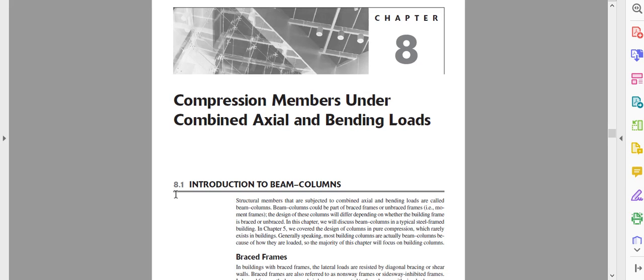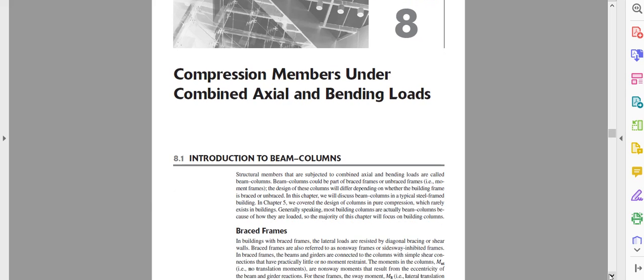Today we will start chapter 8, which is columns with both axial load and bending. In chapter 5 we did columns, but that time we had only axial load, no bending. This time we will have bending. Now if you read the first few pages of your book, you will learn how moment may come inside a column.